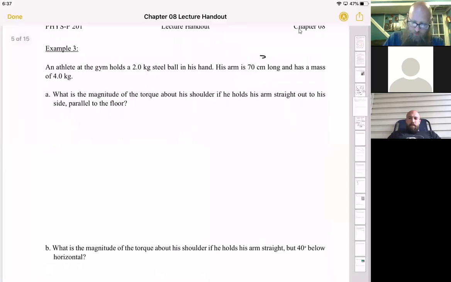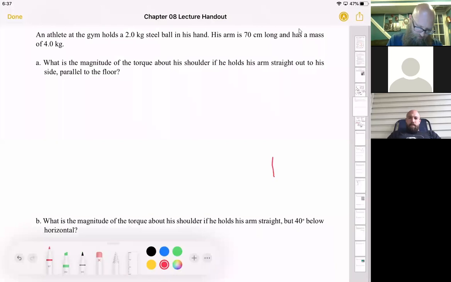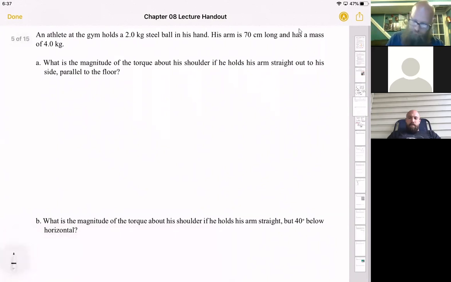Okay, so example number three says an athlete holds a 2-kilogram steel ball in his hand. His arm is 70 centimeters long and has a mass of 4 kilograms. What is the magnitude of the torque about his shoulder if he's holding his arm straight out, parallel to the floor?